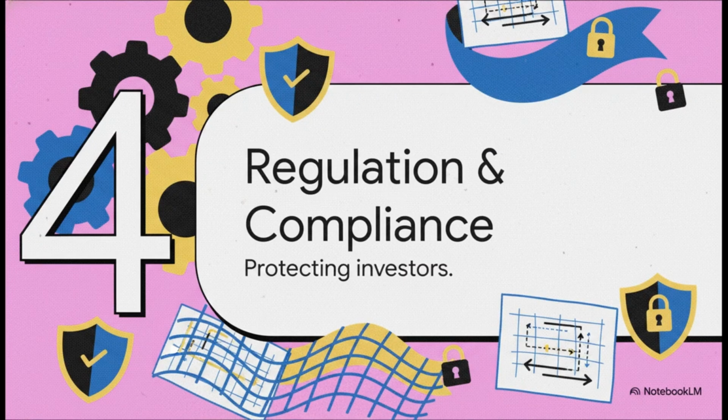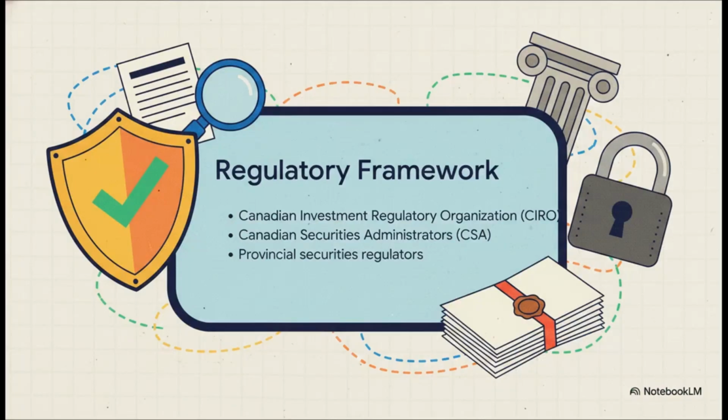Section 4. Regulation and compliance. Protecting the investor. Now, representatives in Canada don't just operate in the Wild West. Look at Figure 10. They work under a rigorous, multi-layered regulatory framework. We're talking oversight from the Canadian Investment Regulatory Organization, the Canadian Securities Administrators, and provincial regulators. These watchdogs are there to ensure absolute transparency and to protect you, the investor, at all times.